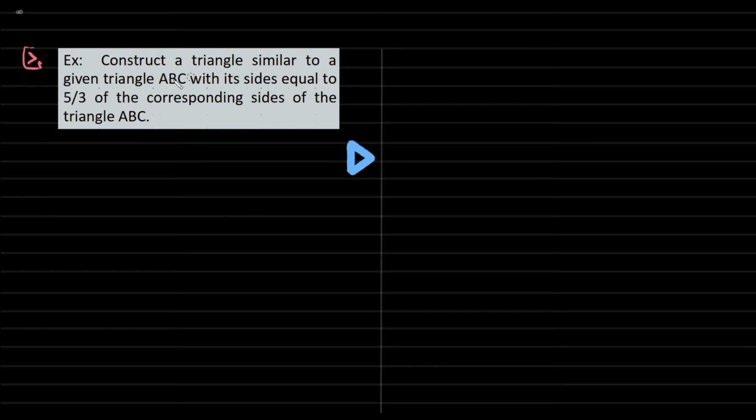Construct a triangle similar to the given triangle ABC with its sides equal to 5 by 3 of the corresponding side of the triangle ABC. So before I begin, I would like to tell one thing.